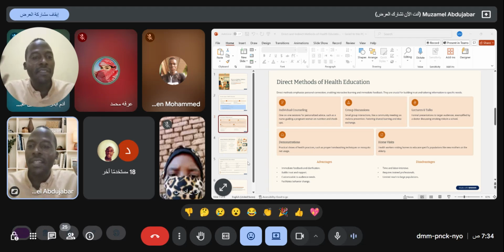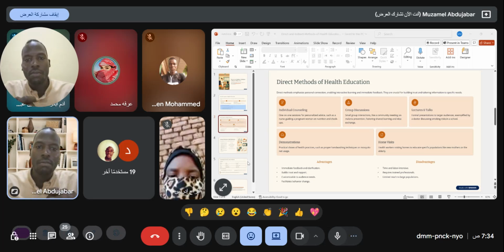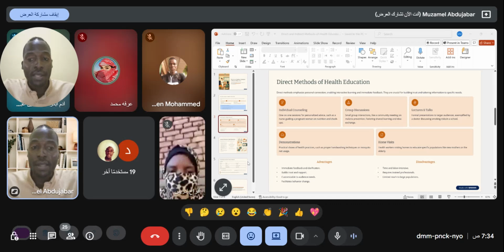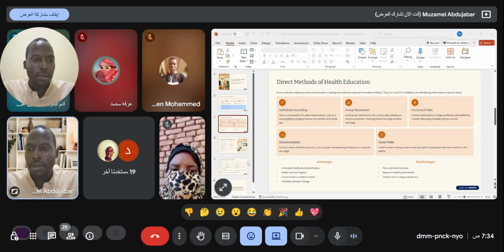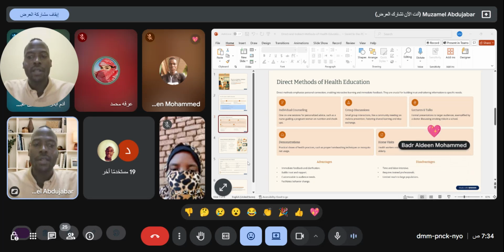This is the correct individual counseling. The second method of the direct method is called group discussion. In a group discussion, it is a small group, like 7 or 12 people. They can sit together in a community meeting, at the community level or in your city, where you can sit with them.